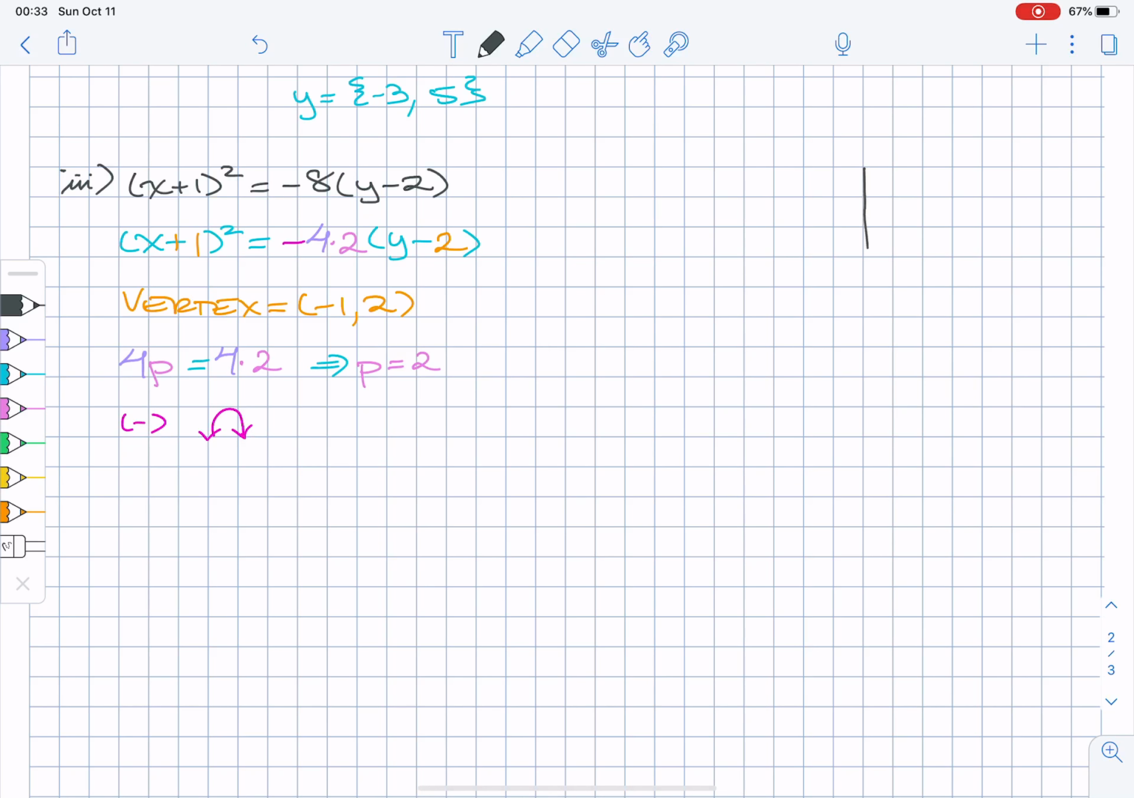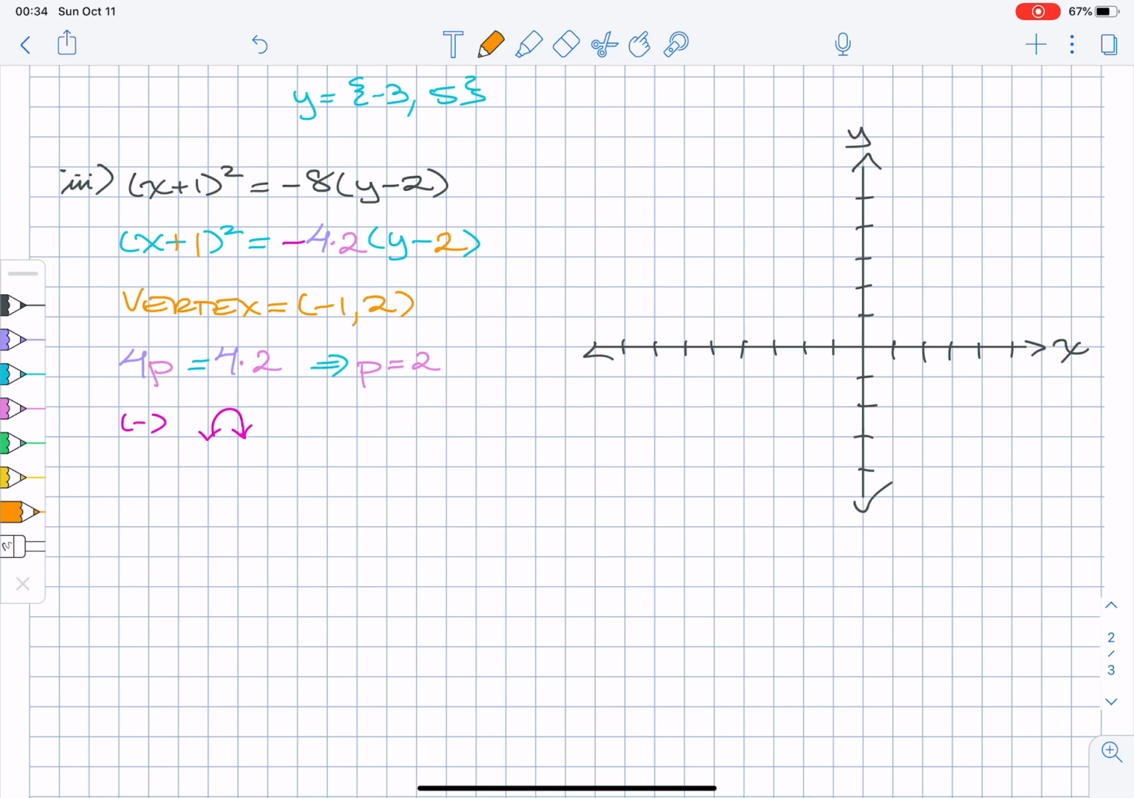Okay, so x and y coordinate axes. Okay, x and y. So 1, 2, 3, 4, 5, 6, 7, 8. 1, 2, 3, 4, 5. 1, 2, 3. Oops. 3, 4. 1, 2, 3, 4, 5.